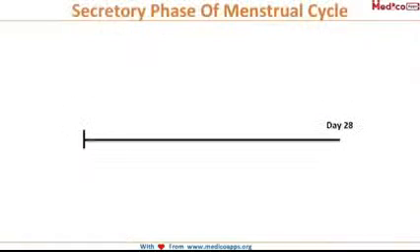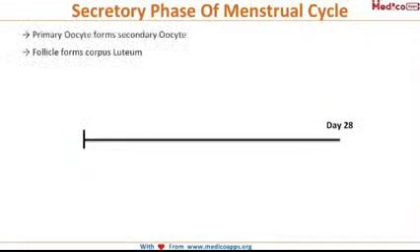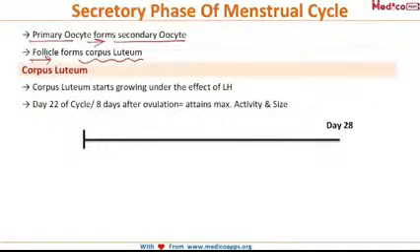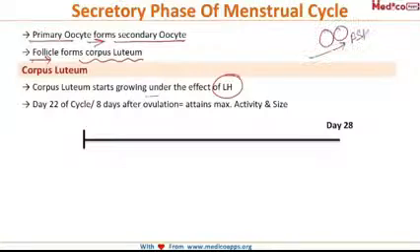So let's move on to the formation of the corpus luteum. So after ovulation, what happens? I told you the primary oocyte is converted into a secondary oocyte, and the follicle converts into the corpus luteum. Now this corpus luteum starts growing under the effect of LH. Try to recall here that the follicles were growing under the effect of the hormone FSH. Now this corpus luteum starts growing under the effect of the hormone LH, the luteinizing hormone.